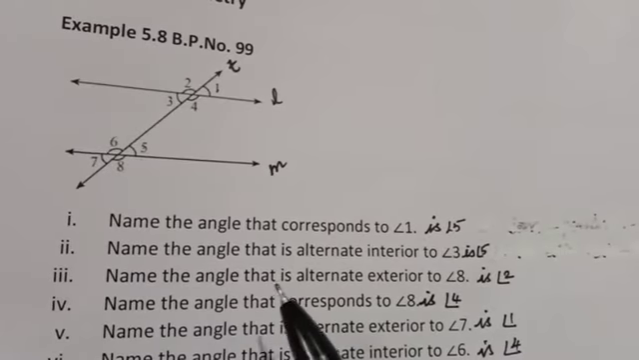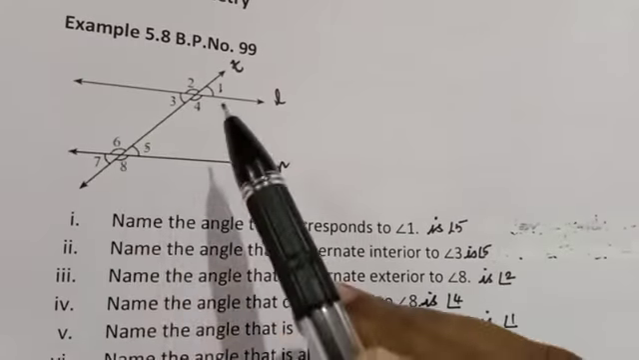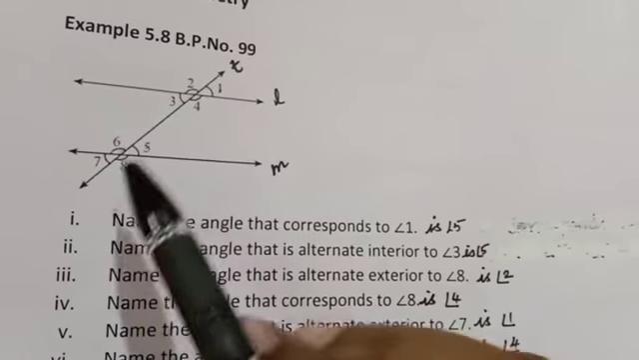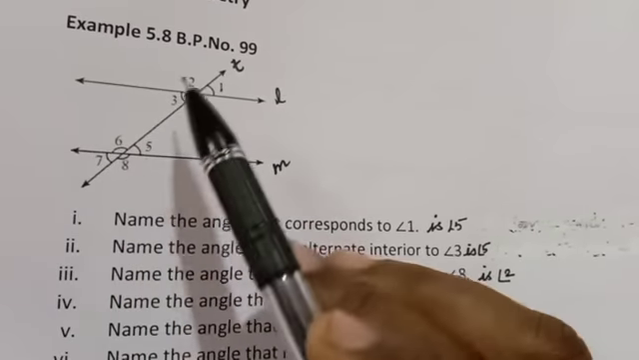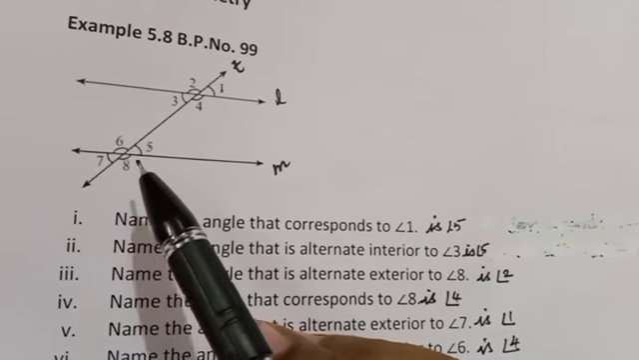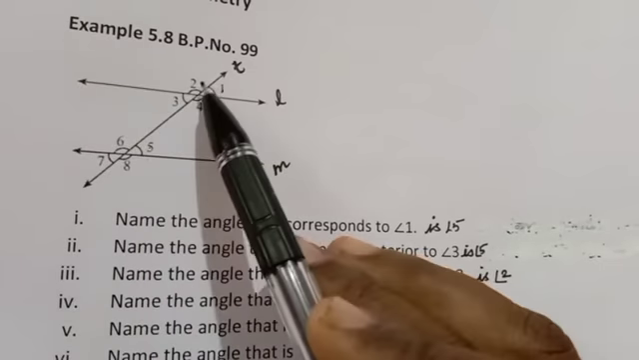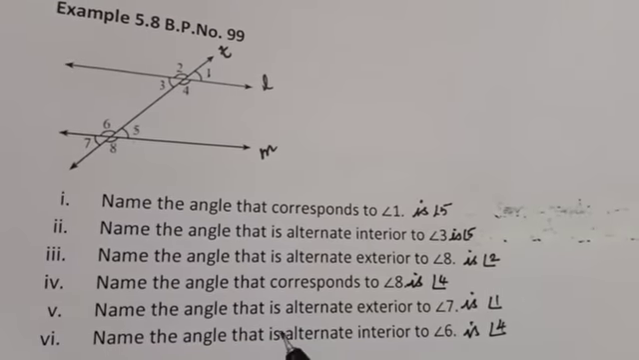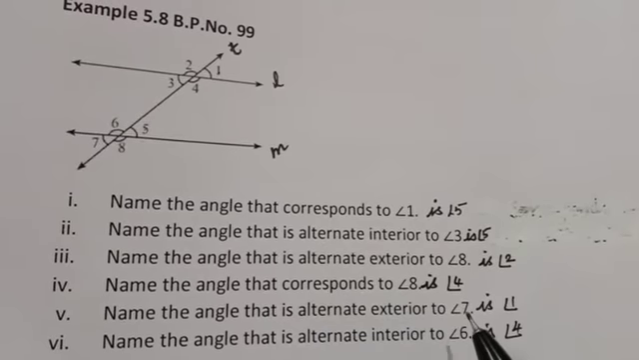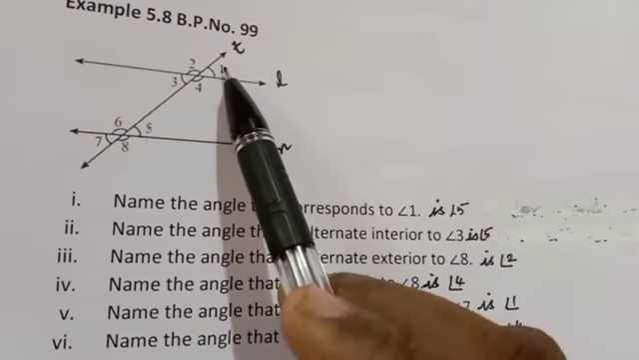Third question, the angle that is alternate exterior to angle 8. The exterior angles are 1, 2, 7, 8. So which two are alternate? 2 and 8. So the alternate exterior angle to angle 8 is angle 2. Then the angle that is alternate exterior to angle 7 is angle 1.